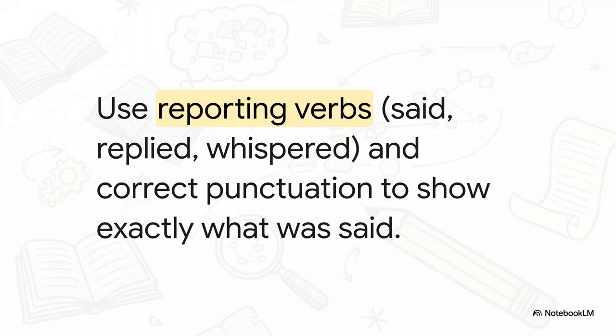Now the mechanics of this are pretty simple, really. You've got your quotation marks to show the exact words someone is saying, and then you use what are called reporting verbs, words like said, whispered, shouted, to tell the reader who's talking and how they're talking. It's basically like writing little stage directions for your characters.